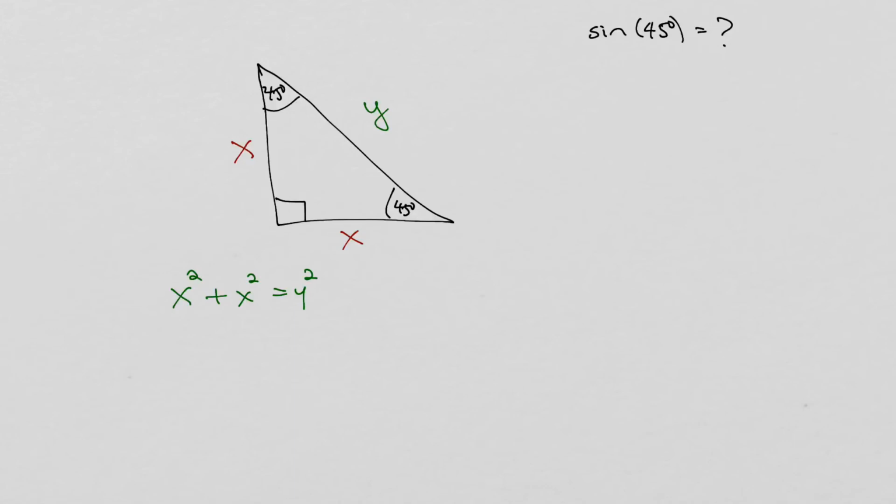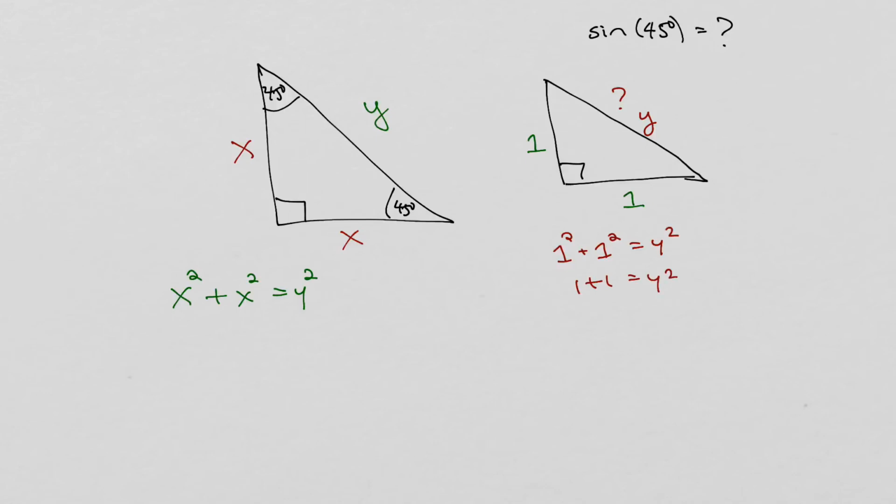For sine of 45 degrees, all these right triangles are going to have the exact same ratio, so let's put some numbers on this. If this side x is 1, that means this side x is also 1. So what about the hypotenuse, y? I know that 1 squared plus 1 squared equals y squared. So 1 plus 1 is y squared, 2 equals y squared, which means y is the square root of 2. I don't need to worry about the plus or minus here because we can't use a negative distance.